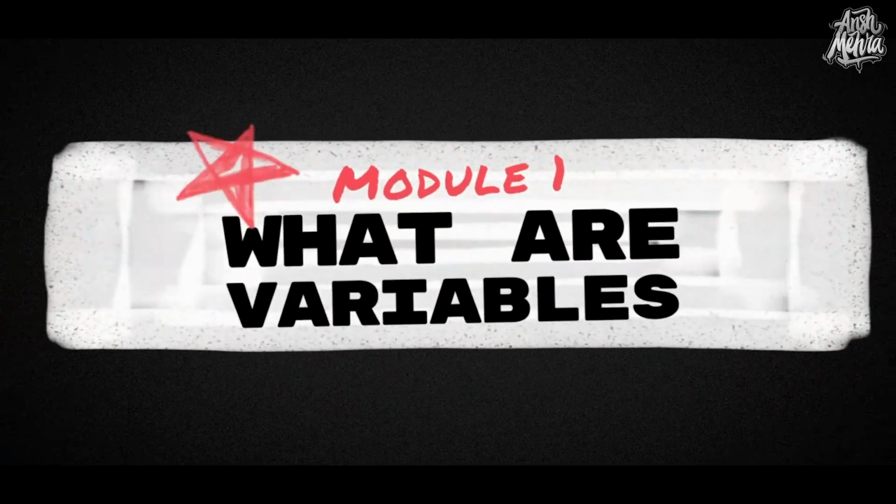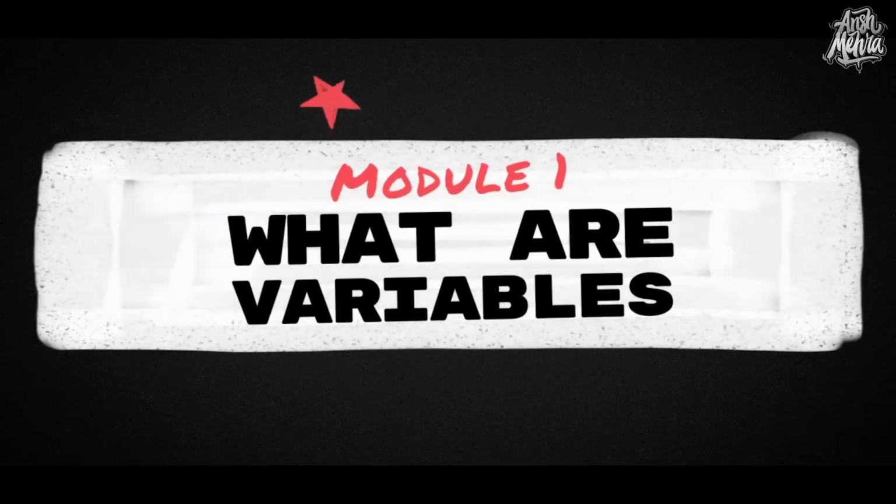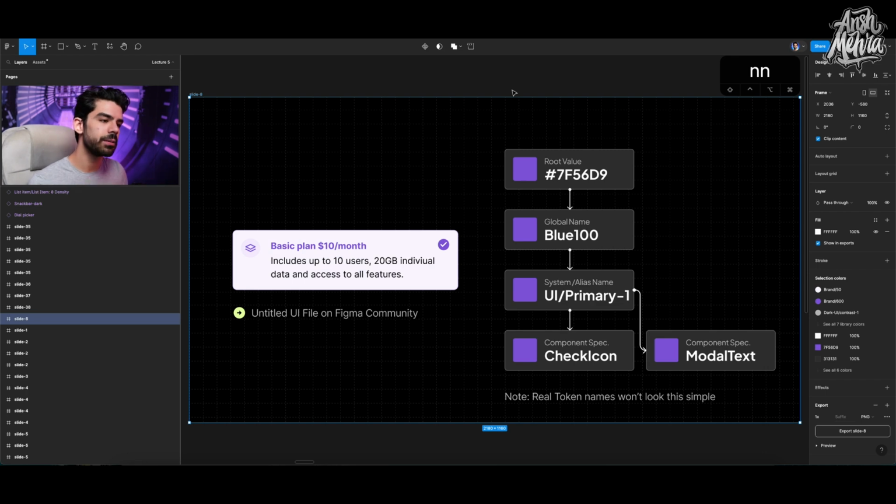Let's start with module number 1 as to what exactly are variables. Now, before I get into the discussion of variables, I need to quickly revise what we had discussed in lecture number 3, which was around declaring styles.